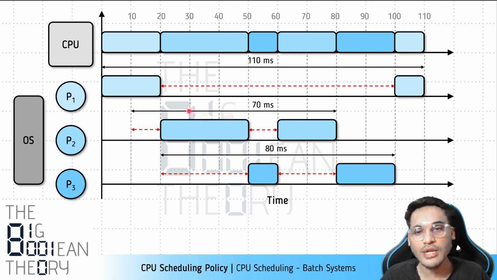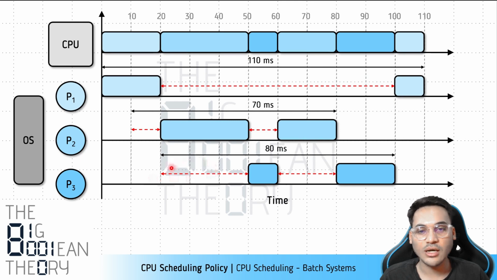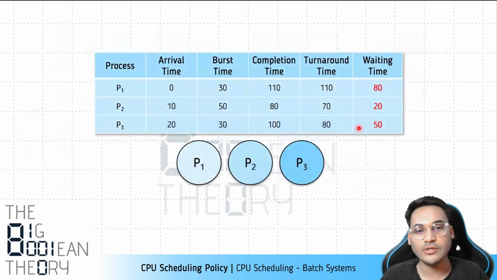So 80 minus 10, 70 is the turnaround time, and now from 70 you subtract the burst time. 70 minus 50 is 20, so 20 is the waiting time. Similarly, for process P3, arrival time is 20, the finishing time is 100, so turnaround time is 80, and from that you remove the 30 milliseconds of execution or the burst time. So 80 minus 30 is 50, and 50 is the waiting time.